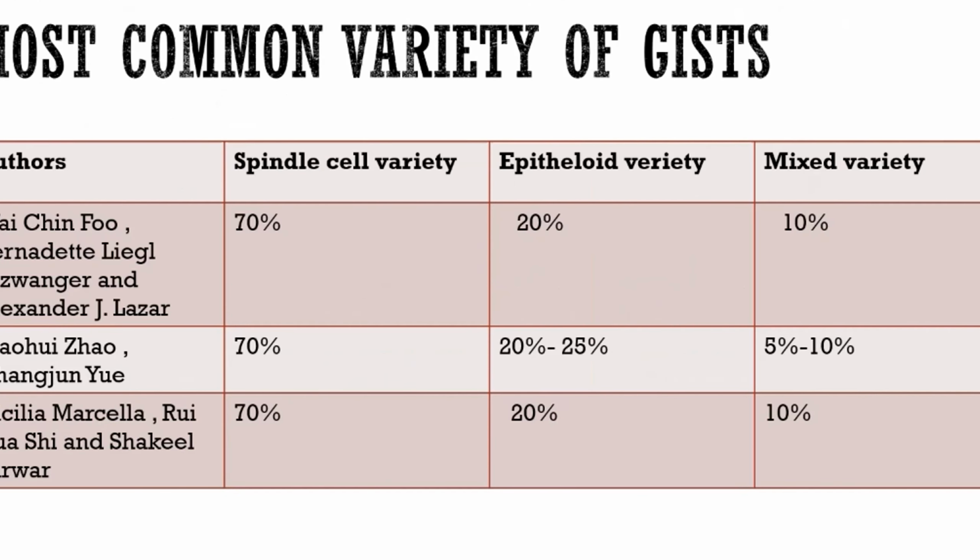Now, the most common variety of GIST. According to some authors, we have found the spindle cell variety of GIST is the most common, followed by the epithelioid variety. And the mixed variety is the rarest occurrence of GIST.